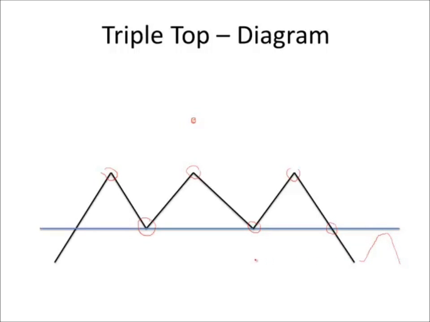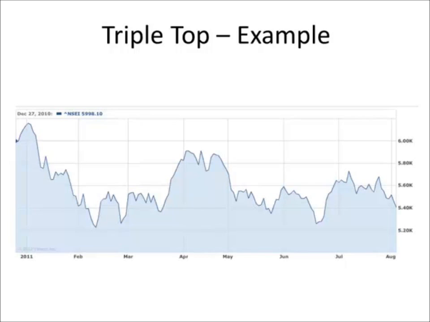And the same issues with volume apply. For example, as the price is going up here, there should be less volume as compared with when it's going up here or here. Which indicates that the up move is less sustainable, so we're more likely to see a down move after that. Okay, let's now turn to a real example. Triple top example.